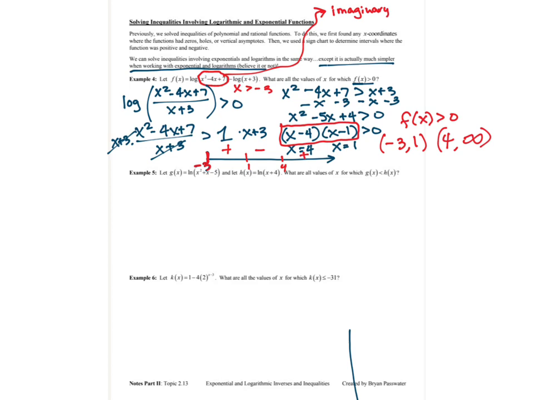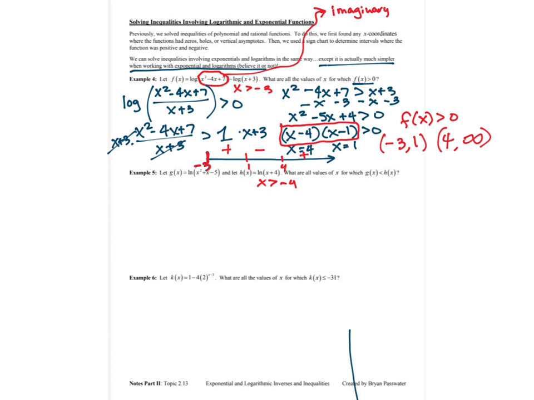I'm looking at h first because it looks easier. X has got to be less than negative 4. Would you agree with that? Not less than. Greater than. X is greater than negative 4. How do we figure that out? We say that the argument's got to be greater than 0. Argument's got to be positive. So x plus 4 must be greater than 0. Swing the 4. X has got to be greater than negative 4.